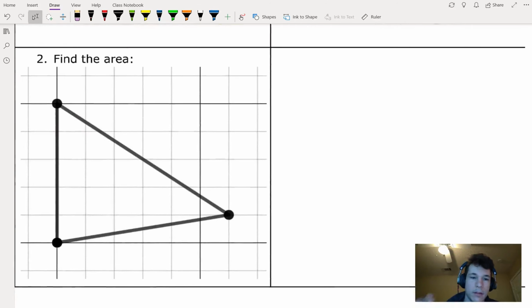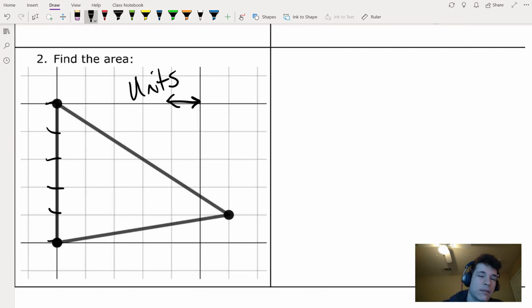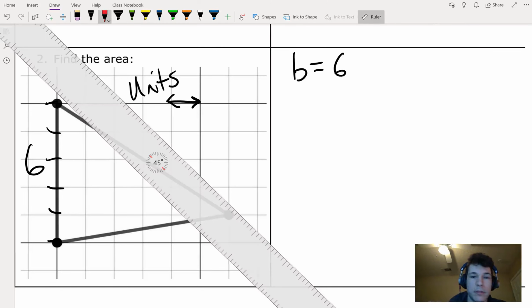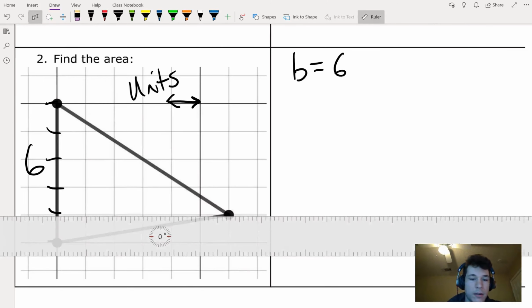Let's see, example 2. This time we're dealing in units, where essentially this is 1 unit, because we're on a coordinate grid. So if we count up some dots here, 1, 2, 3, 4, 5, 6, this is 6 units long. And we'll call that our base. Our base is going to be 6. And there are many different ways you could do this problem. You could use any part as the base, but using that flat edge as a base is probably the easiest. The height is actually going to be this section right here. This will be our height.